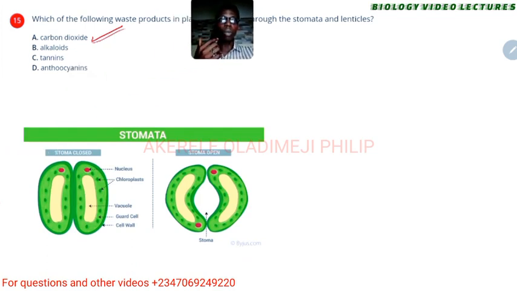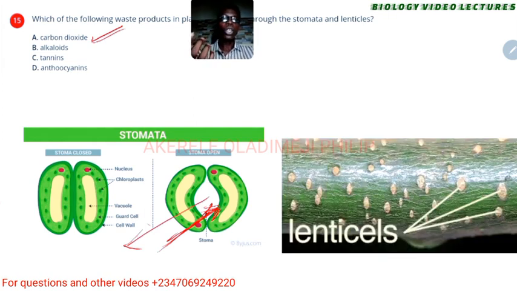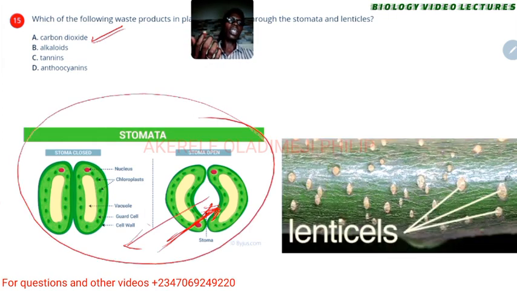So this is a stoma, singular. Carbon dioxide goes in during photosynthesis. Carbon dioxide goes out during respiration, as a waste product. Stomata are found on the leaves, while lenticels are found on the stem, basically. So these are lenticels, they are holes through which gases go in and out, as the case may be.